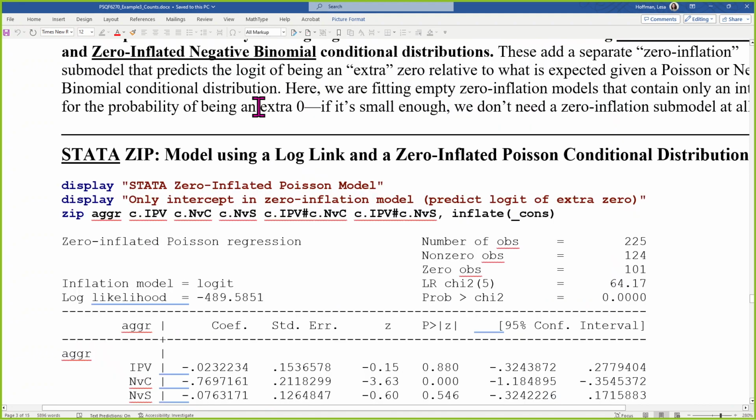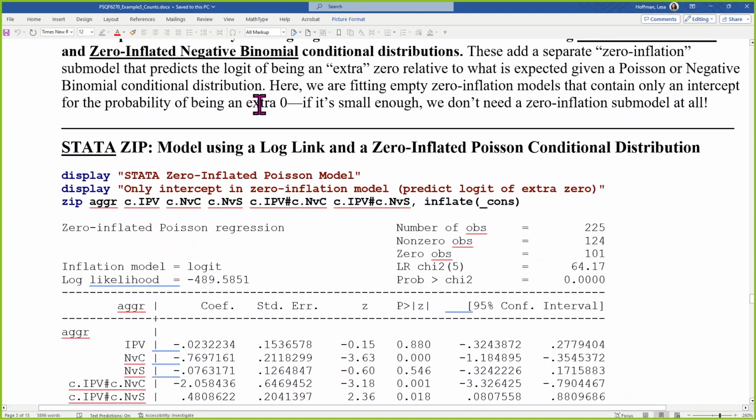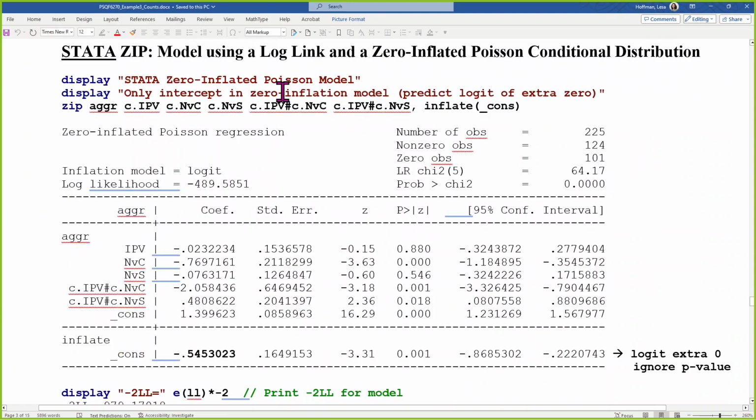Okay. Three more things. So in Stata, I used a package called ZIP, which stands for Zero Inflated Poisson, and then added in the inflation model underscore constant, which means only an intercept. So the logic is an empty model says everybody has the same probability of being an extra zero. What is that probability? Is it 0.0000 something, or is it like 0.2? How much do we need it?